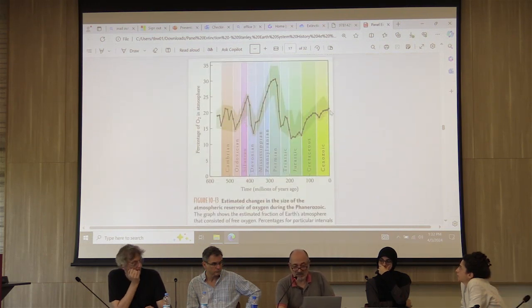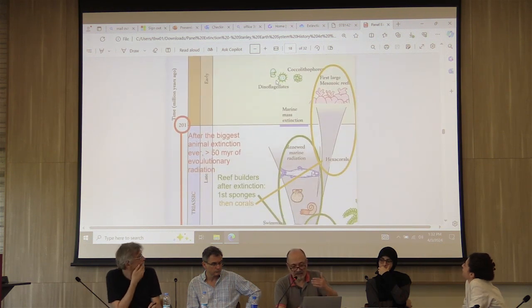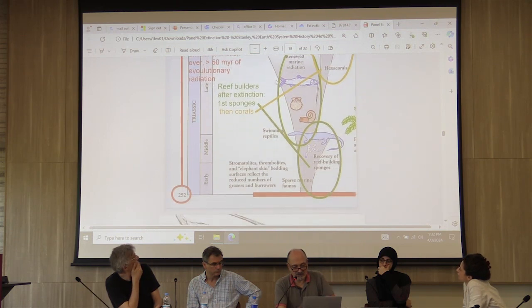That's the increase of oxygen. That's the level of oxygen today. It's 21%. In the past, at some point, it was 30 or 35%. Again and again, going through the history of the Earth.